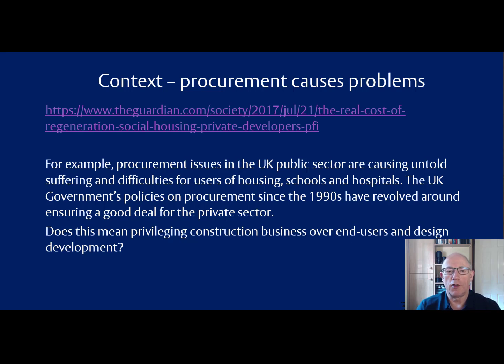This may be because the UK government's policies on procurement since the 1990s have tended to focus on making sure that the private sector get a good deal from the process. We've been using private sector finance to produce public sector goods, and there's a danger that this might end up privileging construction business interests over the interests of end users and the development of design. This is a useful example of how the procurement decision motivates people to behave in ways that may not be to the best interests of those for whom things are being built.